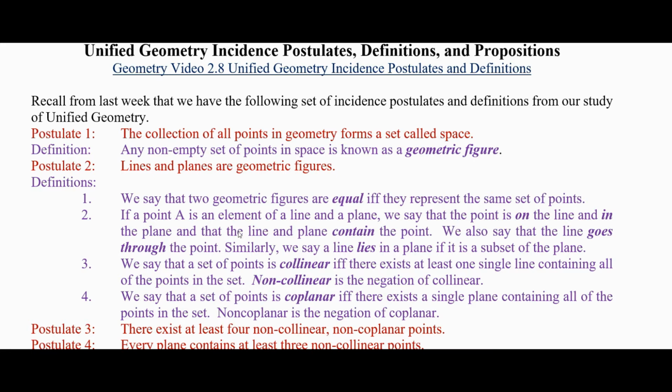We say the set of points is collinear if and only if there exists at least one single line containing all of the points in the set. Non-collinear is the negation of collinear. We say the set of points is coplanar if and only if there exists a single plane containing all the points. And then non-coplanar is the negation of coplanar.